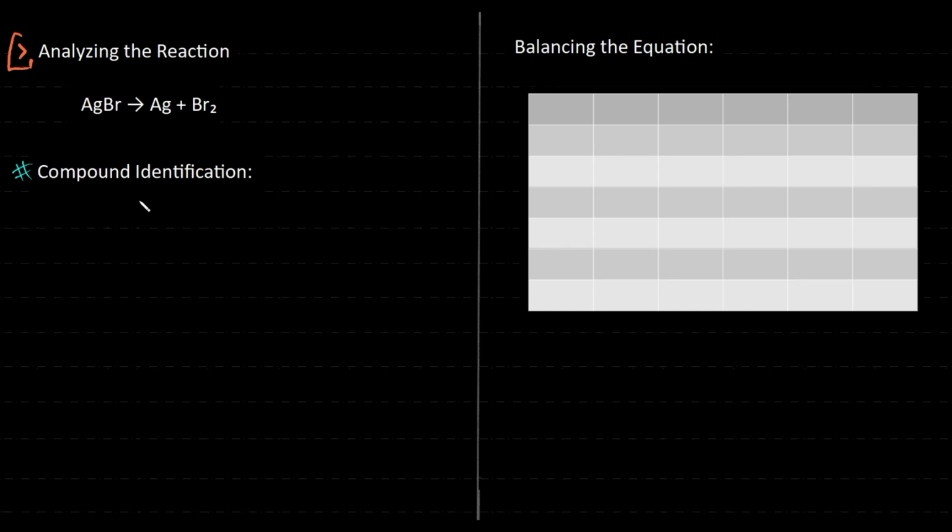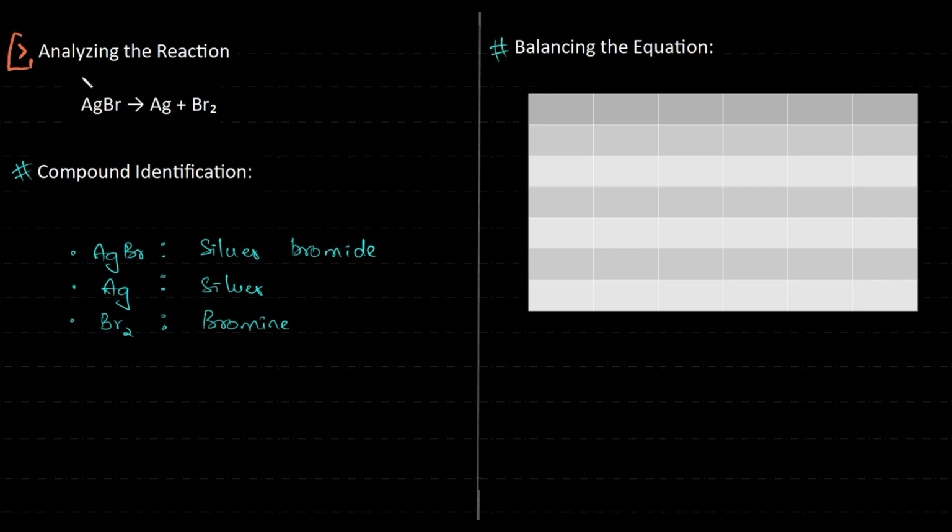So next up, we have another photochemical decomposition reaction. First thing is we have the silver. So this is your silver bromide. Then we have silver and bromine. So let me write it off. This is silver. That's our bromine. Okay, let's balance it out.